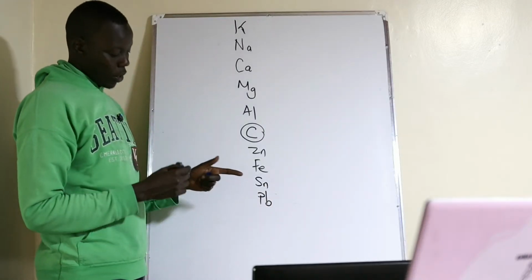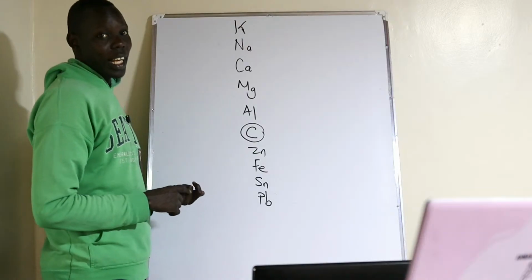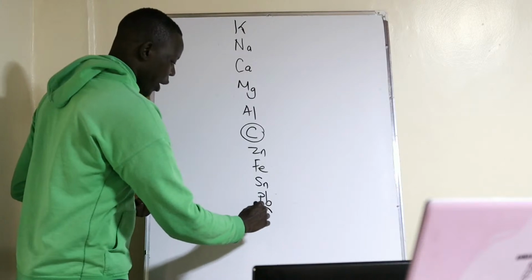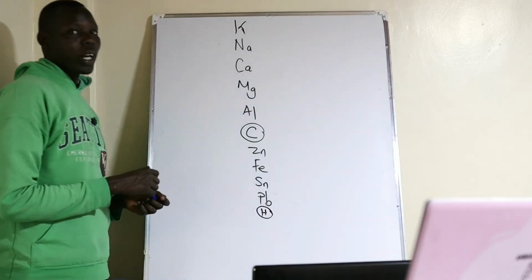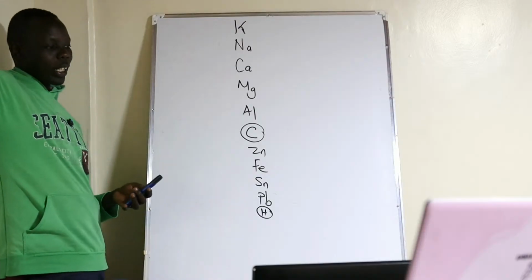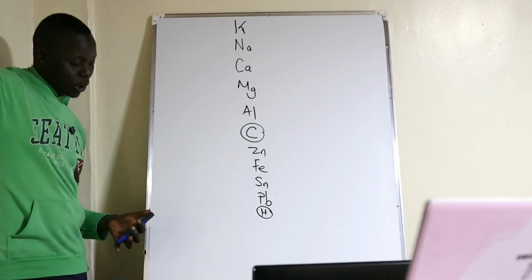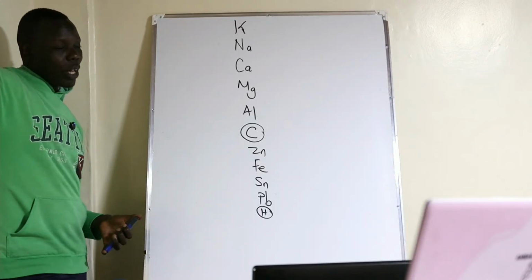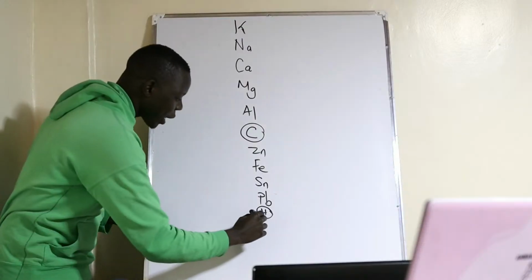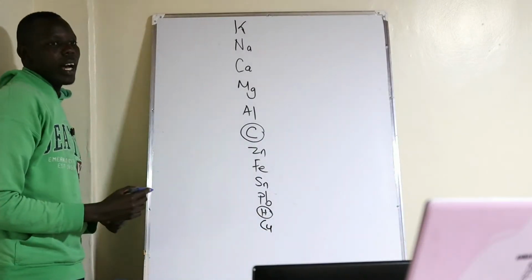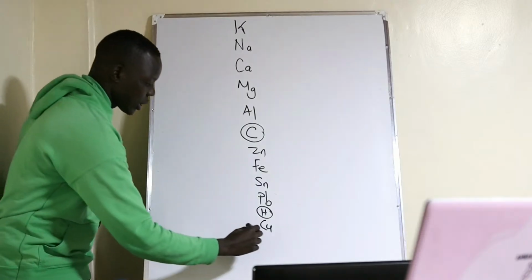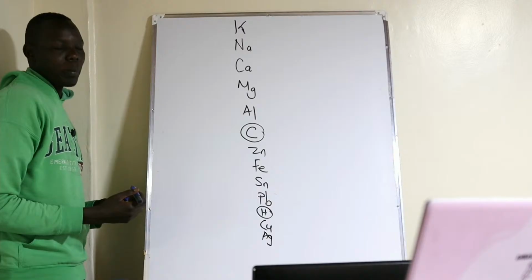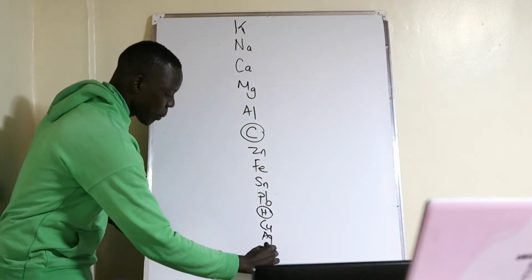By the way, most of you don't come into contact with Sn. Sn is tin. Then here we have another non-metal, hydrogen. In our previous topics, like water and hydrogen, we saw how hydrogen could reduce some metal oxides. Then we have copper, written Cu. Then we have silver, Ag. Then we have gold, then platinum. Gold is Au. Platinum is Pt.